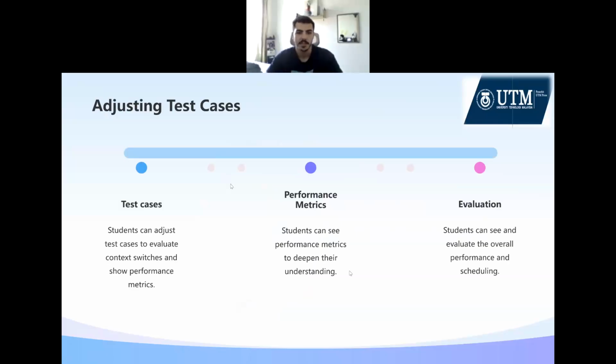So now we have the adjusting test cases. We have three key adjusting test cases. First of all, students can adjust test cases to evaluate context switching and show performance metrics. Number two, we have performance metrics. Students can see performance metrics to deepen their understanding. Third, we have the evaluation. Students can see and evaluate the overall performance and scheduling.